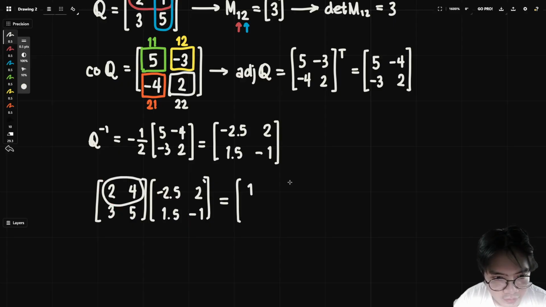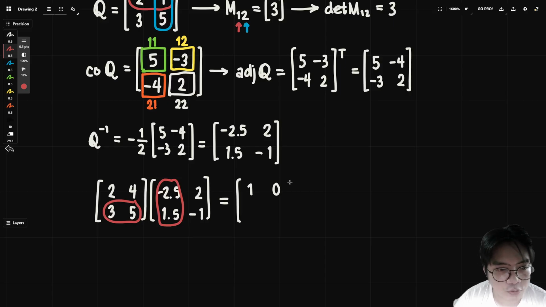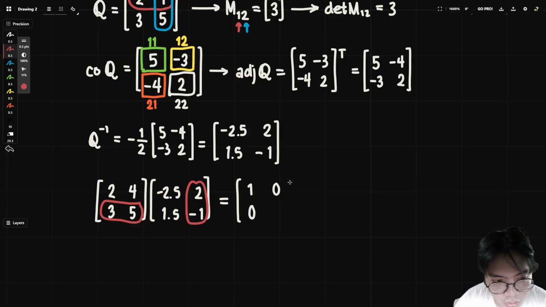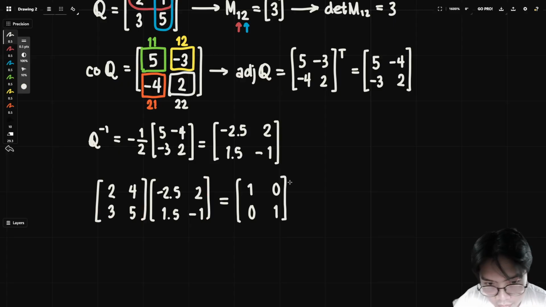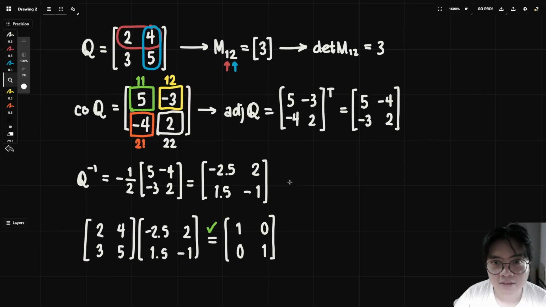Next, first row, second column. 2 times 2 is 4. Right? 4 times negative 1 is negative 4. So, 0. Let's try now second column, first row. Right? 3 times negative 2.5 is negative 7.5. 5 times 1.5 is 7.5. So, again, 0. And then finally, we have second row, second column. 3 times 2 is 6. 5 times negative 1 is negative 5. So, 6 minus 5 is indeed 1. Okay. So, mukhang tumama tayo sa ating inverse.